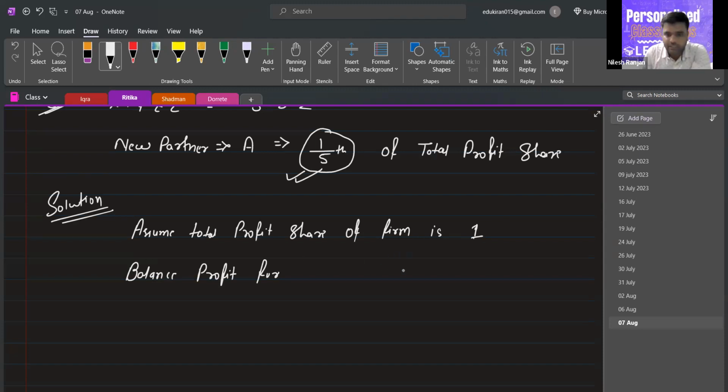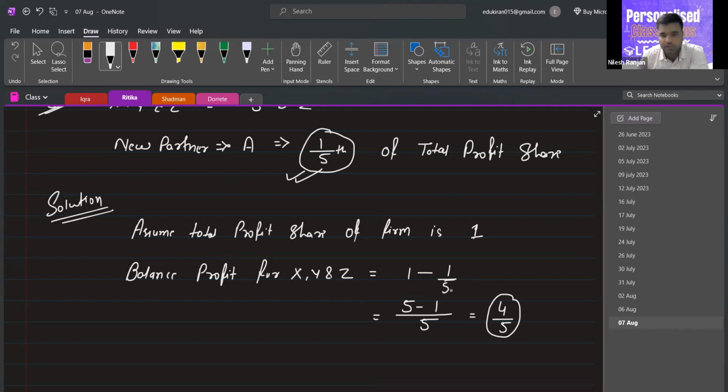If we deduct this 1/5 from the total profit share, then the balance, that is 4/5, is left for which partner? Can you tell me? Sir, X, Y, and Z. All of them? Yes. So balance profit for X, Y, and Z equals 1 minus 1/5, which is 5 minus 1 over 5, that is 4/5.